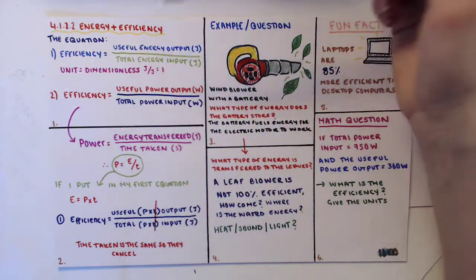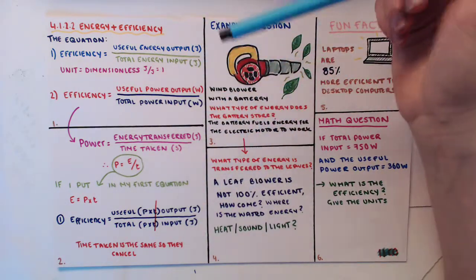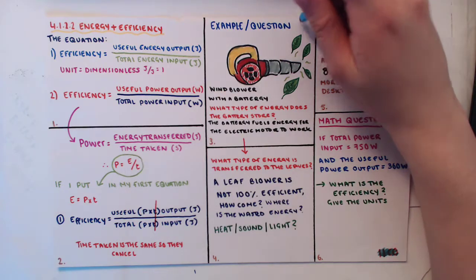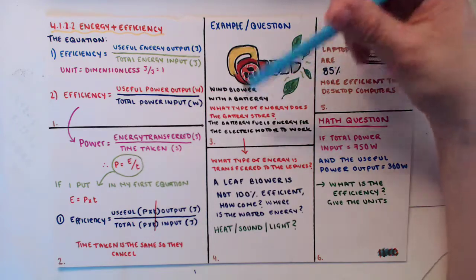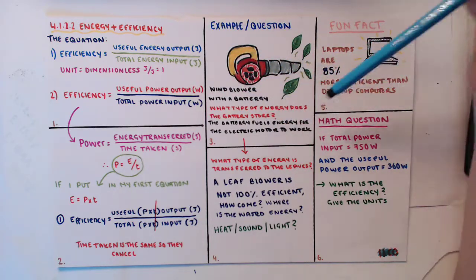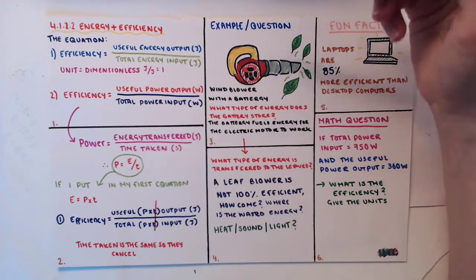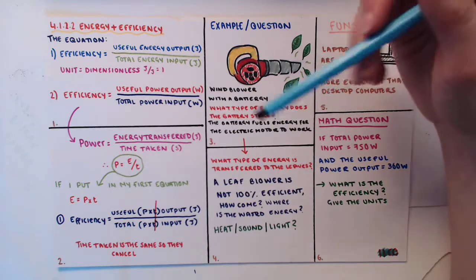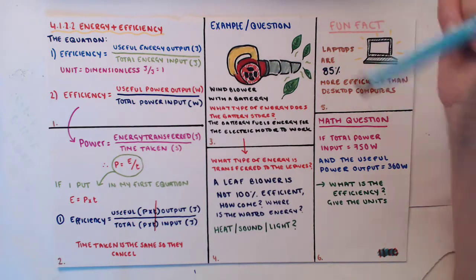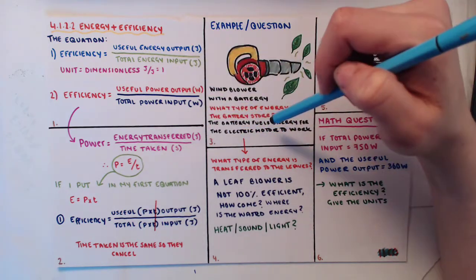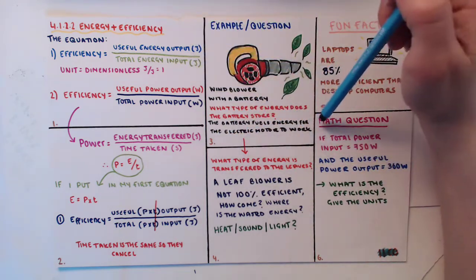So this is just rearranging equations, subbing them back in and working it all out together. I want you guys to look at this example. You have a leaf blower, blowing leaves away. What type of energy does the battery store? The battery stores chemical energy. So that's a chemical store. The battery fuels energy for the electric motor to work.